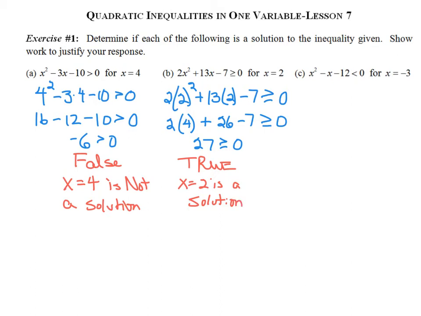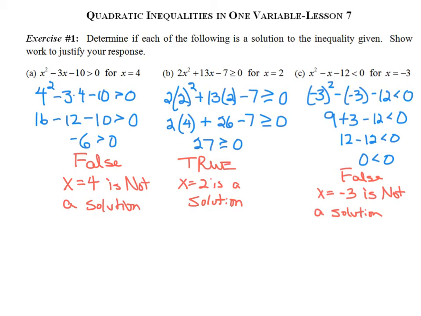Please pause the video and try part C on your own and then come back and compare with my answer. When substituting negative 3 in for x, I found that I ended up with the inequality 0 is less than 0. Of course, that's a false statement, so that tells me that negative 3 is not a solution for this inequality. So as you can see, there are going to be solutions that work and then other numbers that don't work and are not part of the solution. So our goal today is to try to figure out what numbers work for any given inequality.